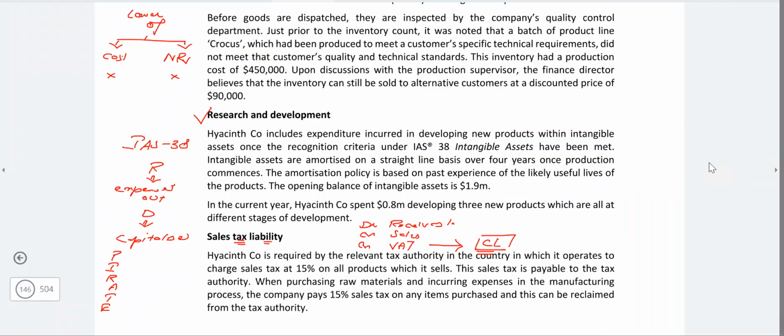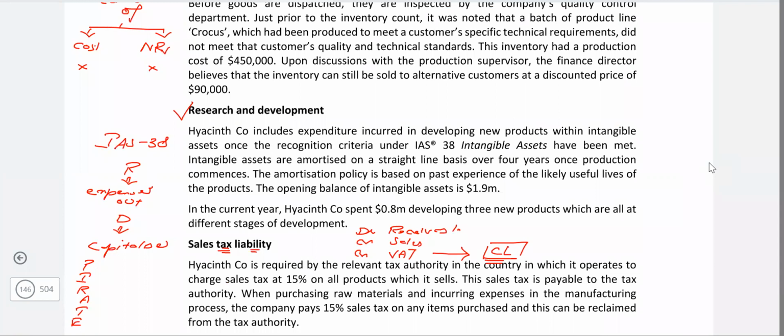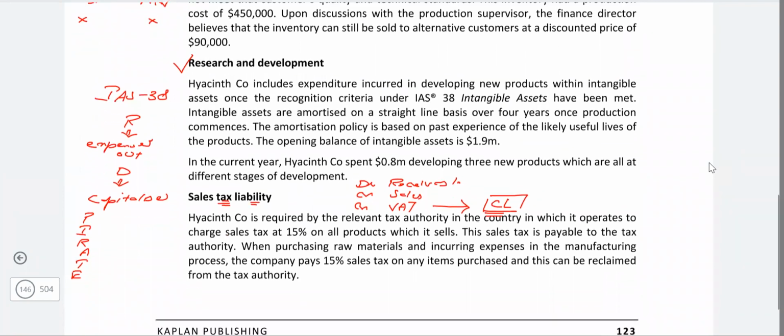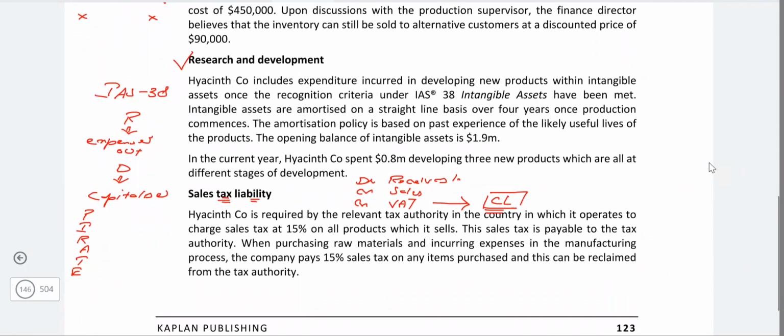So let's start with the research and development first. And we know the research cost should be expensed out and the development cost should be capitalized. So make sure you understand this treatment before you write the procedures. Hyacinth company includes expenditure incurred in developing new products within the intangible asset once the recognition criteria of IAS 38 have been met. Okay, fine. Intangible assets are amortized on a straight line basis over the 4 years.